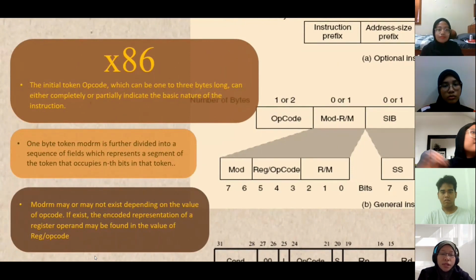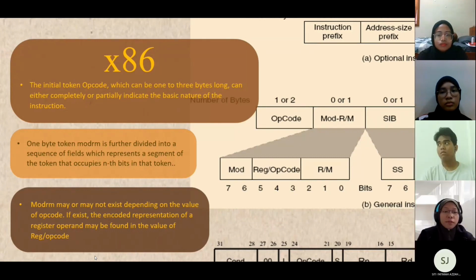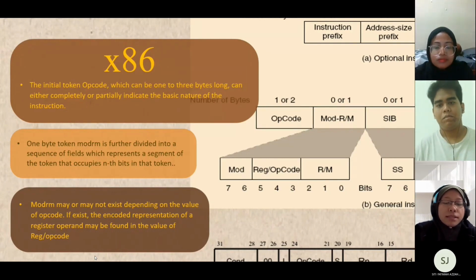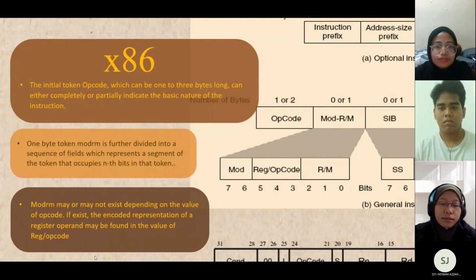First of all, I will explain about the X86 characteristics in such format. The first token is the opcode, which can be 1 to 3 bytes long. It either completely or partially indicates the basic nature of the instruction. The 1 byte token ModRM on the figure is further divided into a few fields, which are mode, register opcode, and RM. This segment of the token occupies n bits in that token.